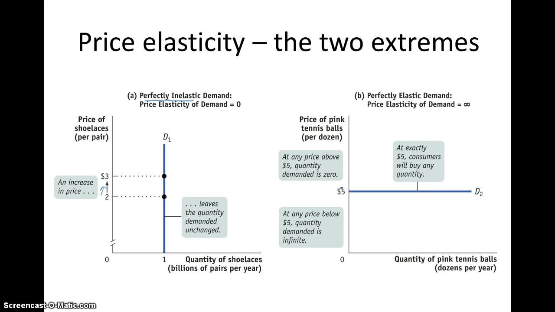and at the very extreme we have what's called perfectly elastic demand. When that happens, that means at this price we'll buy any quantity, but as soon as that price goes above it, the demand drops off to zero, which is about as sensitive as you can get. Or the other direction is, if I lower the price a little bit, the quantity demanded actually becomes infinite. Those are, again, the two theoretical extremes that are important to take note of.